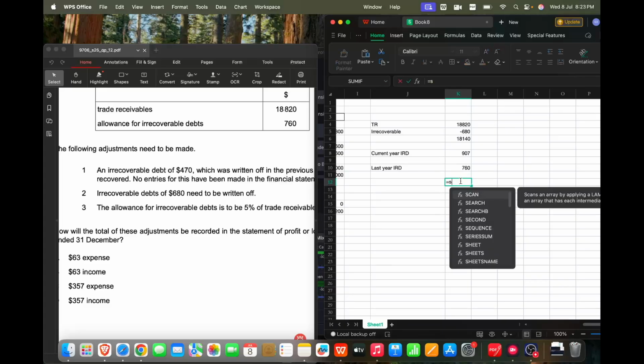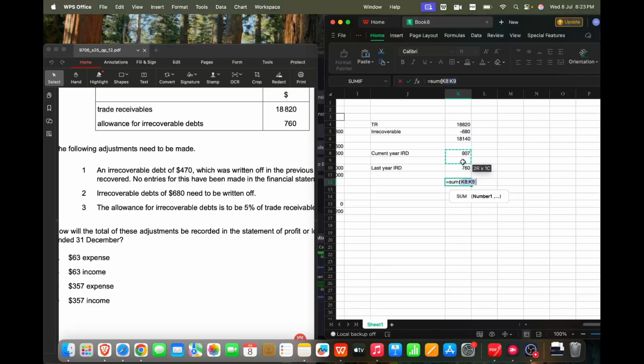So the difference is my expense. This minus this, so 147 is my expense, because I only have 760 in my irrecoverable debt account, but I want to make it 907. So this would be a charge against profit. The difference of 147 needs to be taken out from my profit to put it as my irrecoverable debt. So this is my expense.